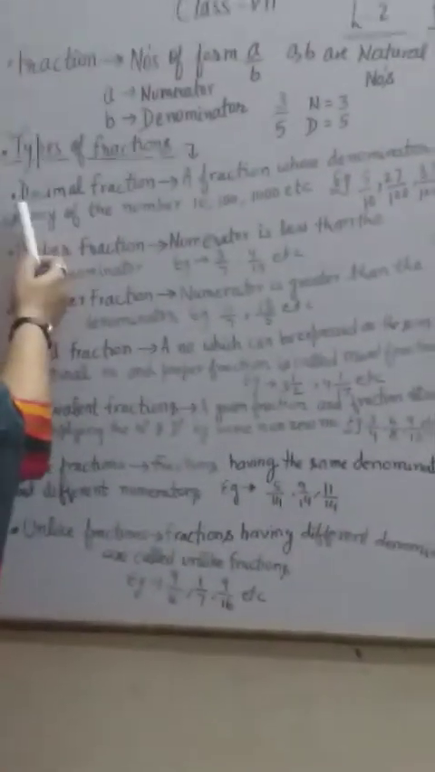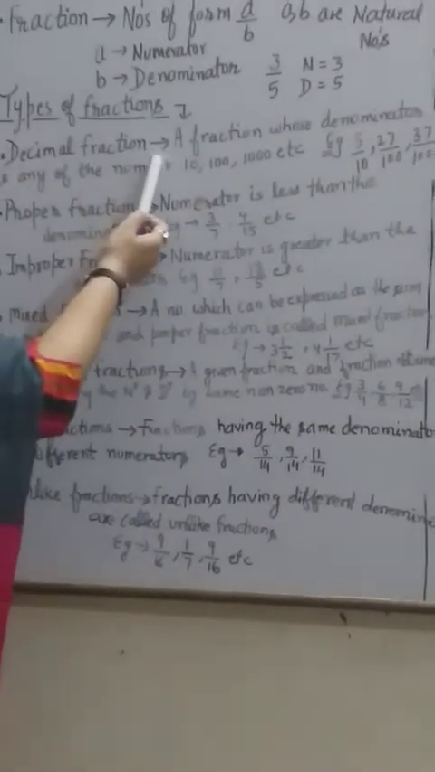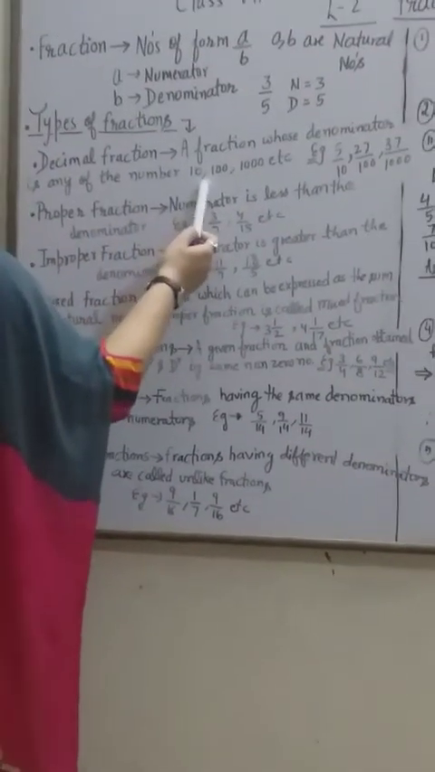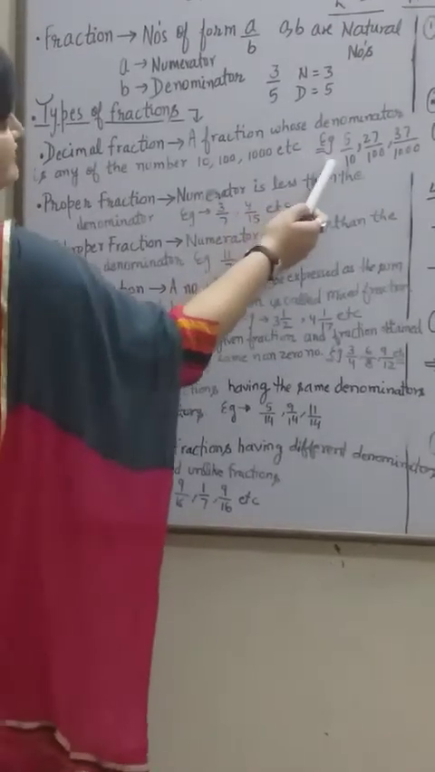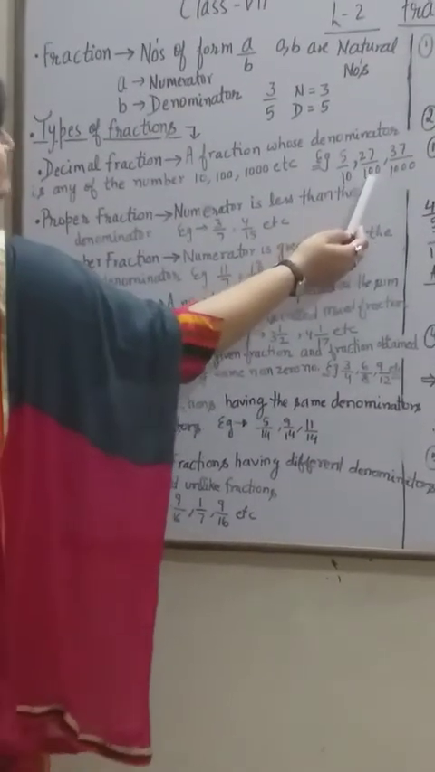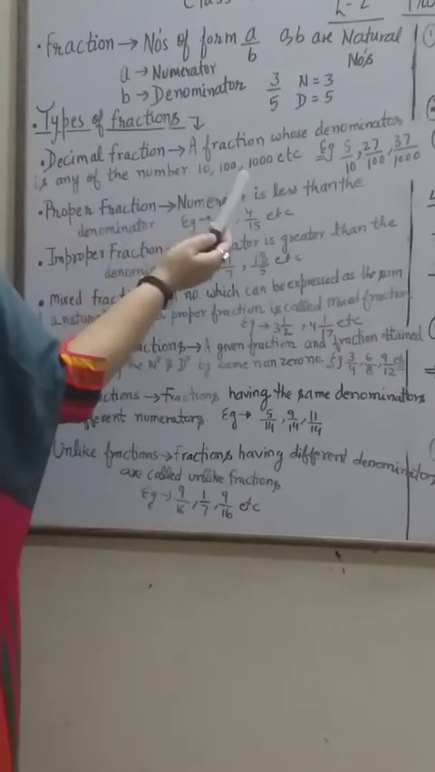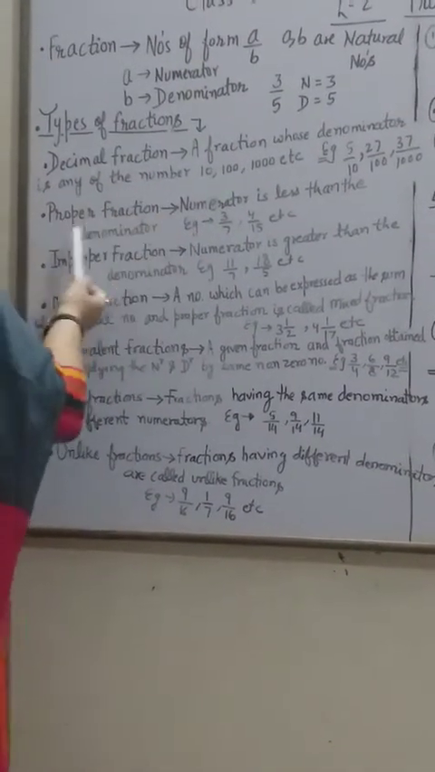Types of fractions. The first type of fraction is the decimal fraction, a fraction whose denominator is any of the numbers 10, 100, 1000, etc. For example, 5 upon 10, 27 upon 100, 37 upon 1000. These are all examples of decimal fractions.